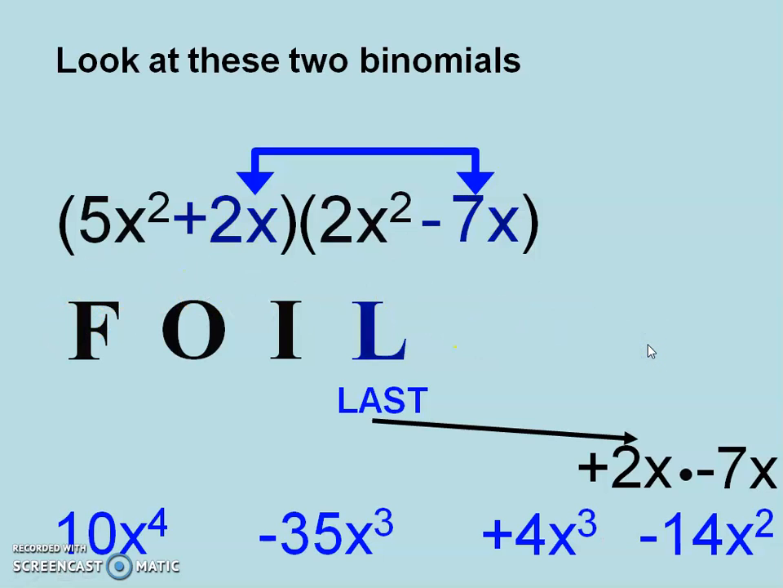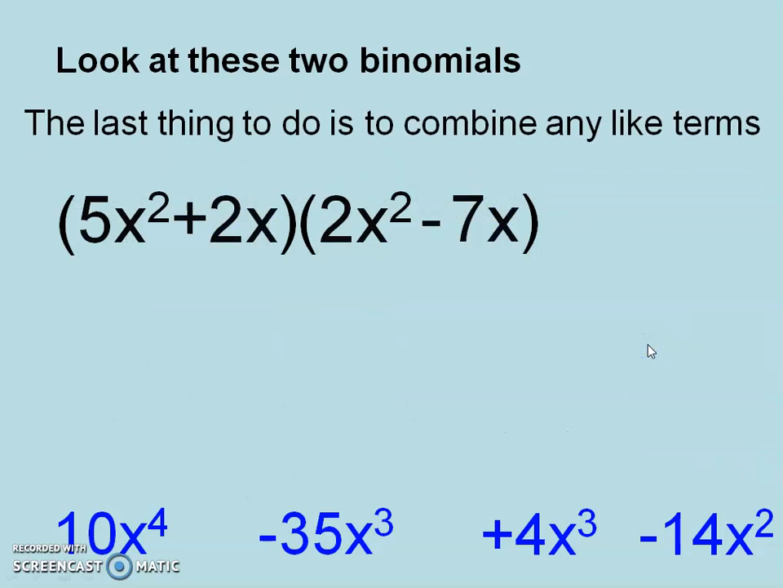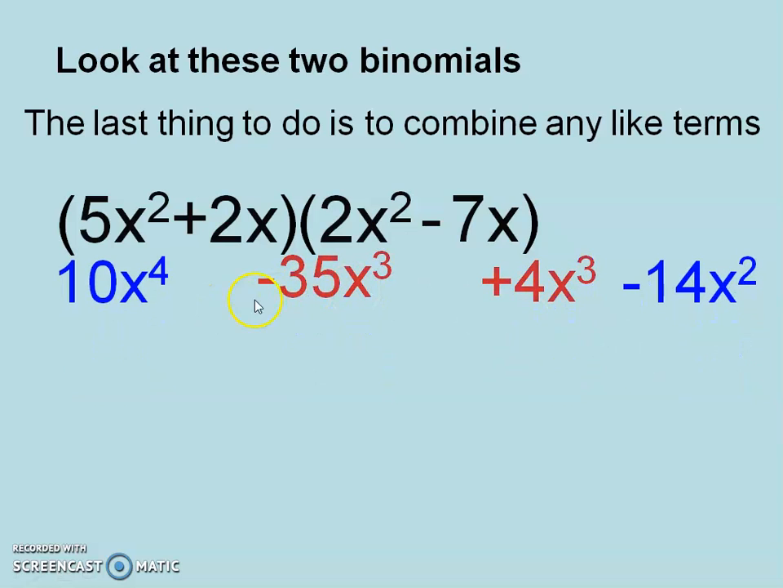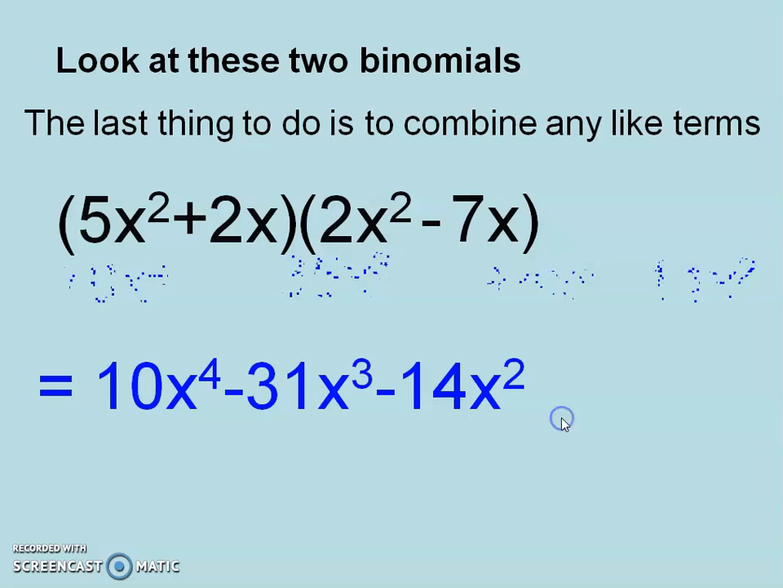What I would do after coming up with all of those is I would check to see if there are any like terms. In this case, there are. These two here are like terms. Typically, if you have like terms, they're the middle terms. But you would always check to see if you have like terms, and we can combine those like terms, and that's the answer. This is the product of this multiplication of 2 binomials.